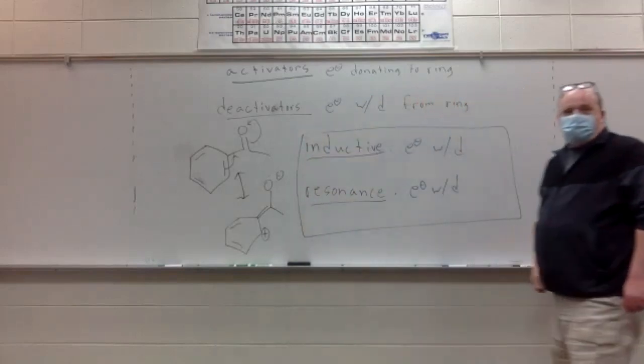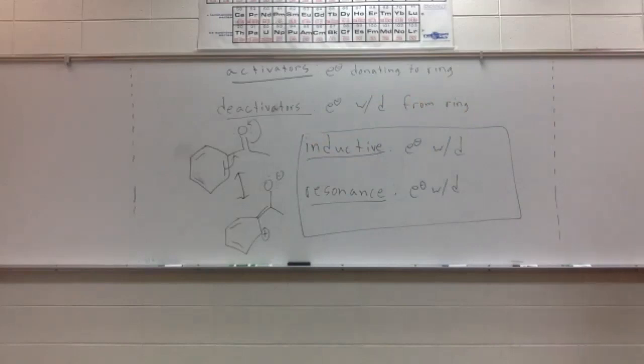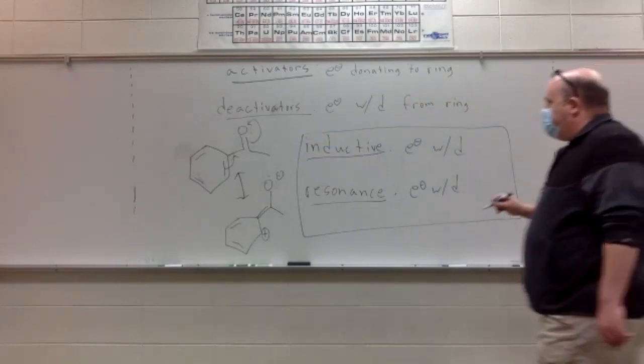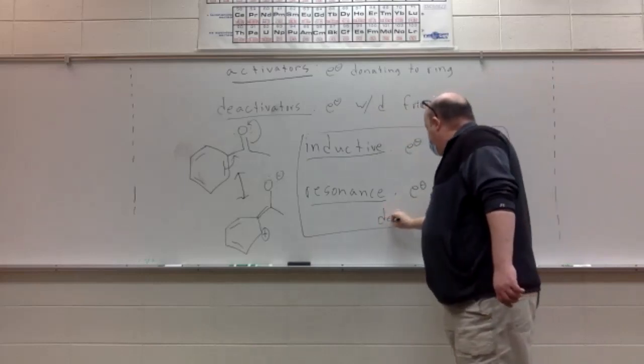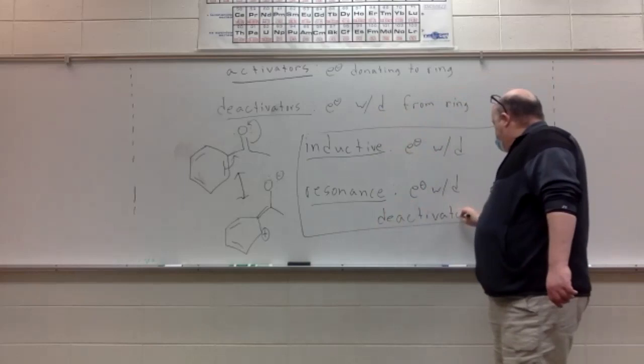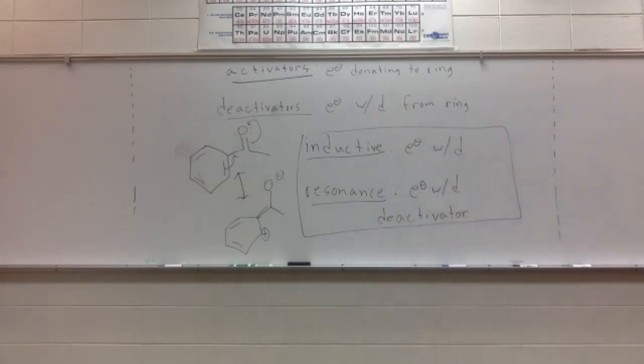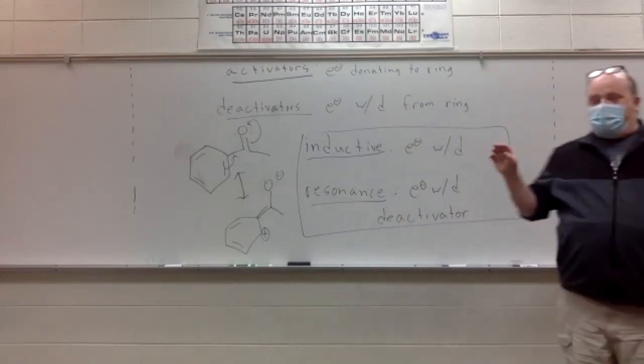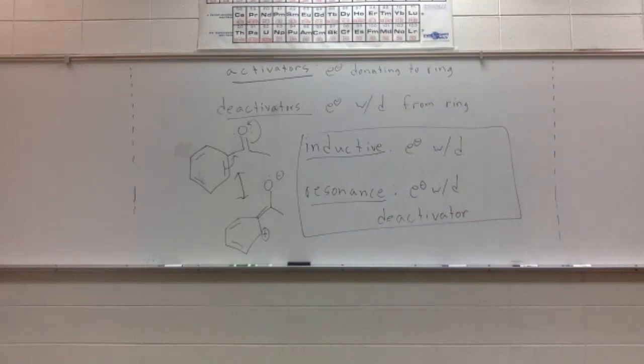So everything's pretty much in agreement here, right? This is definitely an electron withdrawing substituent. So according to our definition, a ketone group would be a deactivator. Okay. That's something that you guys are going to have to do. You're going to need to be able to take a structure, look at a substituent, and figure out: is it electron withdrawing due to resonance? Is it electron withdrawing inductively? Is it electron withdrawing or not overall?